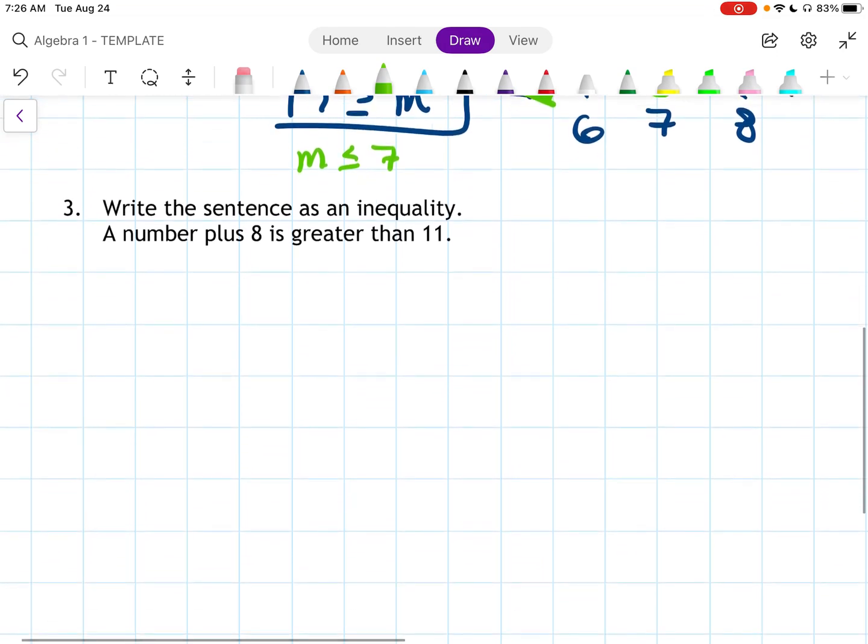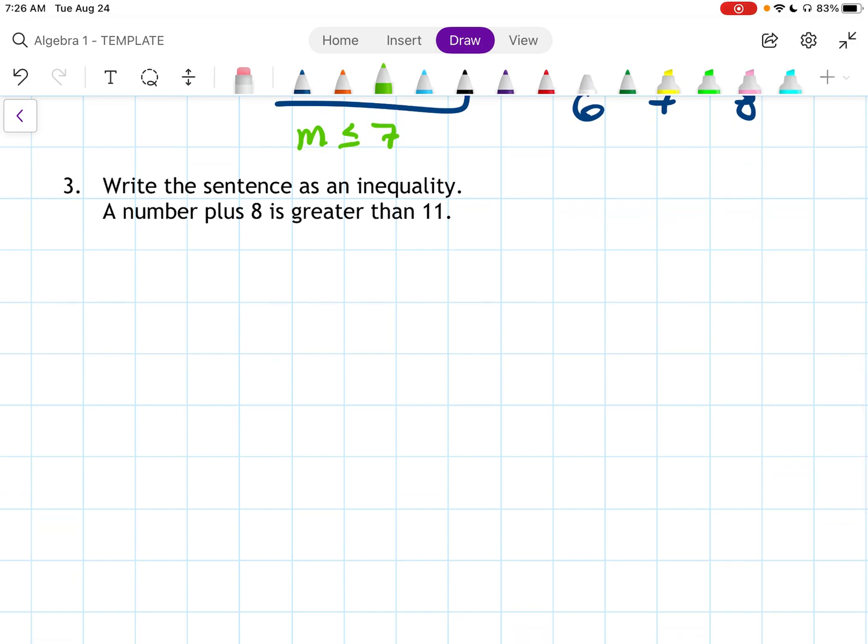All right, number 3. Write a number sentence as an inequality. A number, so this is going to be our x, a number is x, plus 8 is greater than 11. There we are. It's just that easy. Whenever you have homework problems like this, read them very literally, from left to right, and try to write that in. Whenever it says a number, that means a variable. Put in your variable. You can pick whatever you want.